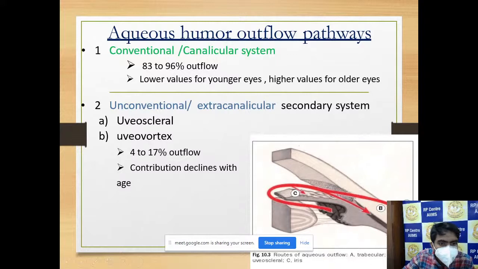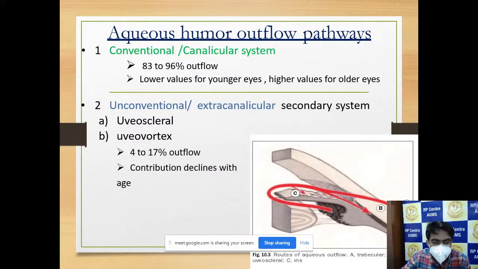Then the second pathway is the unconventional or extracanalicular pathway, or secondary system, where the uveoscleral or uveovortex veins take the pathway. It is unconventional because this pathway goes through the uveoscleral space. It takes about 4 to 17% of outflow, and the uveoscleral pathway declines with age, while the conventional pathway is the primary pathway, taking the aqueous from 83 to 96%.